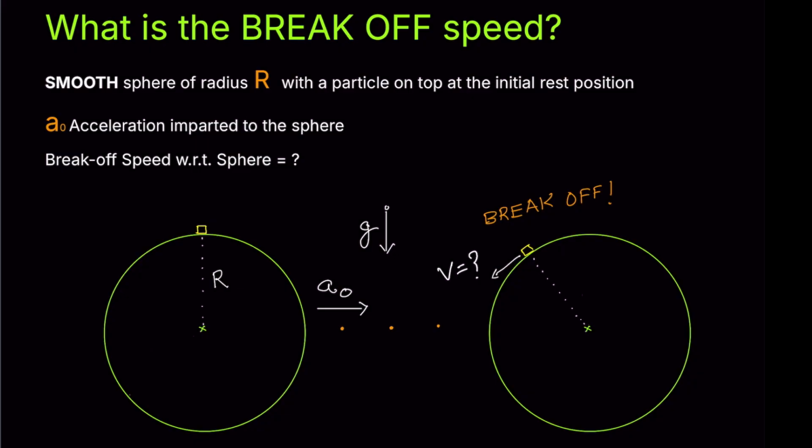So we can imagine that this particle will start to slide off on this surface. And at some point, it will break off from the surface of the sphere. What we need to find is, at the break-off point, what is the speed of the particle with respect to the sphere? The break-off speed of the particle with respect to the sphere is what we need to find. So let's work this out.